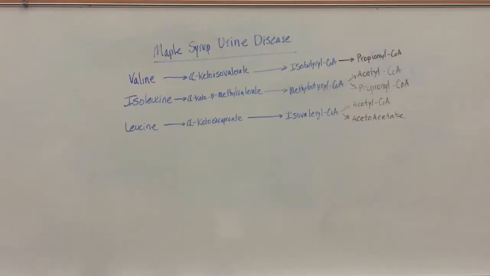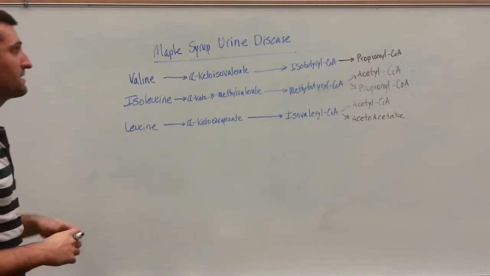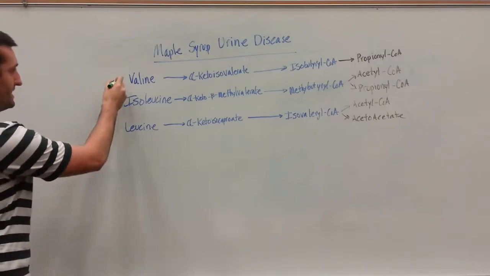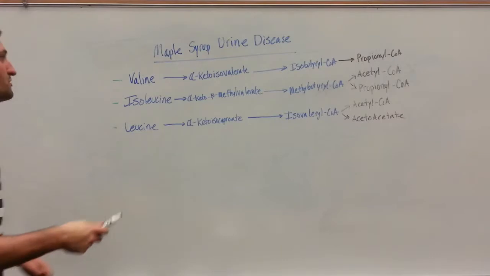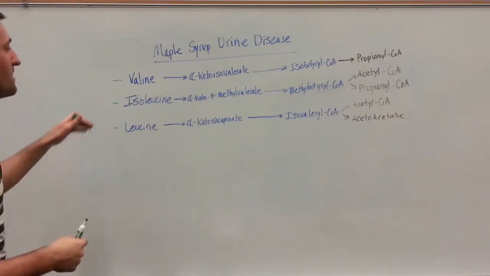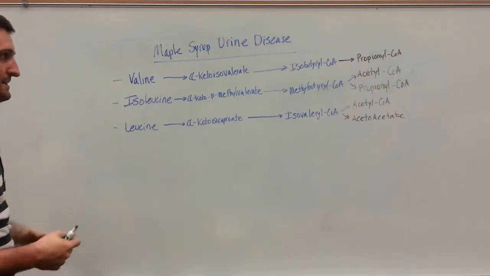So I'm going to quickly talk about maple syrup urine disease. This has an interesting biochemical correlation here. We've got three amino acids: valine, isoleucine, and leucine. What is unique about each of these three? Well, they all have branched chains. So these are all the branched chain amino acids.